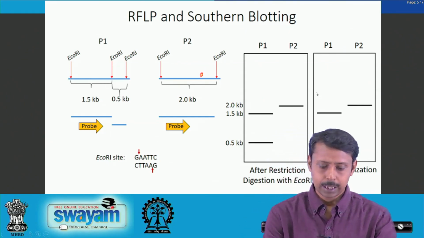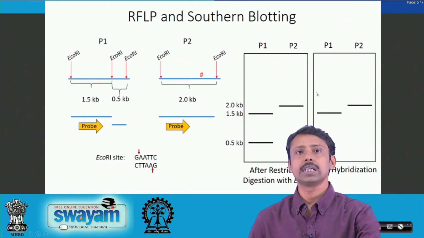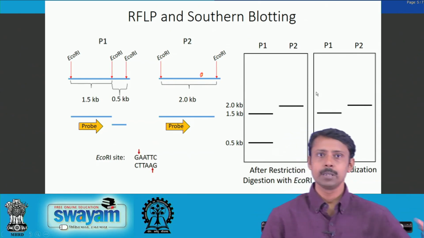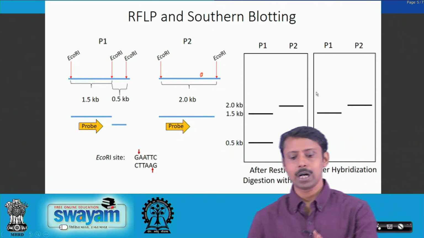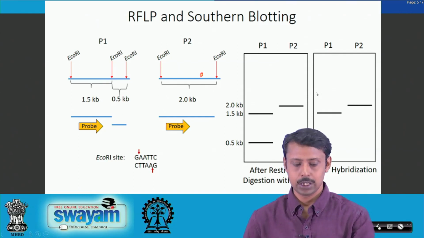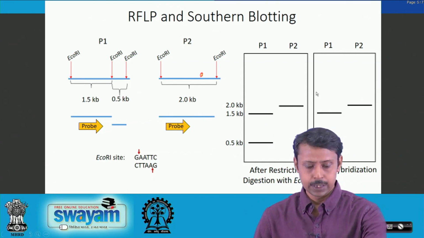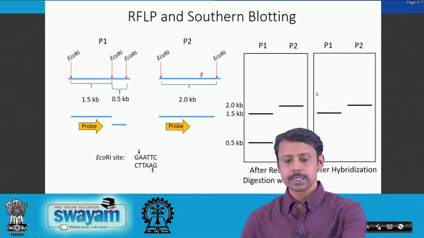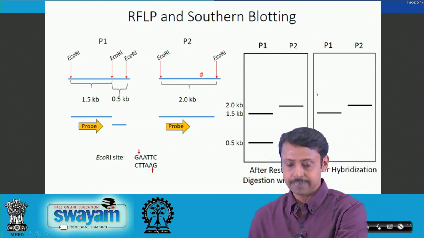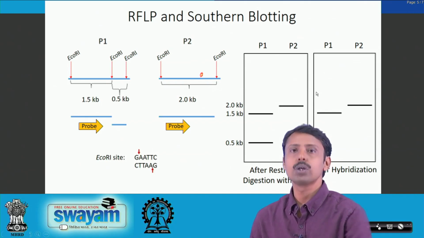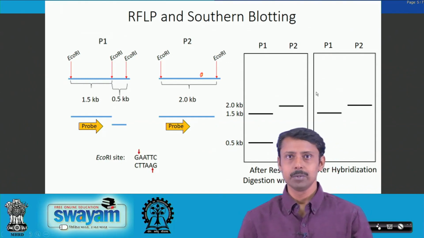So, suppose naturally we have two different rice varieties. After restriction digestion, in P1 we will get 2 fragments, a 1.5 kb fragment and a 0.5 kb fragment, whereas in plant 2 we will get only a single 2 kb fragment. Now, if we do electrophoresis using this digested DNA product after restriction digestion with EcoR1, on the left side we can see that in plant 1 two different bands are available, whereas in plant 2 only a single band is available.